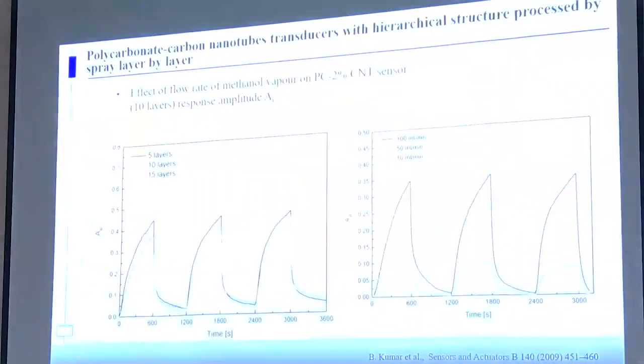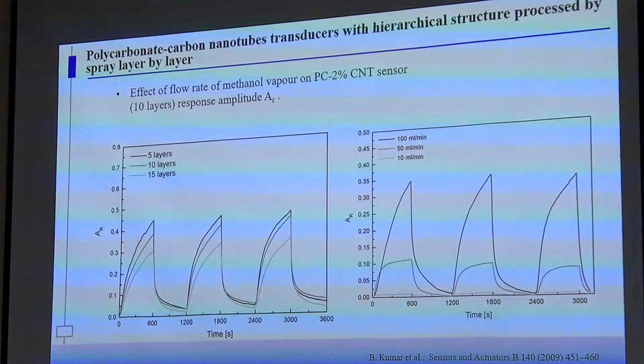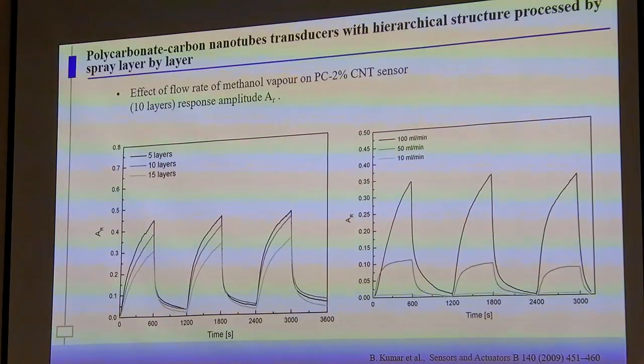Here it's about the number of layers. If you want to deposit 1 layer, 2 layers, 3 layers on the electrode, one thing will happen. If you are depositing more layers, up to one point the conductivity will decrease, or the resistivity will decrease. But after that, you will have a saturation and you will have a stable conductivity or resistivity.